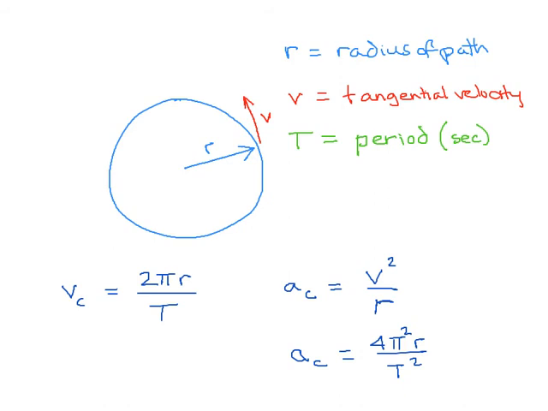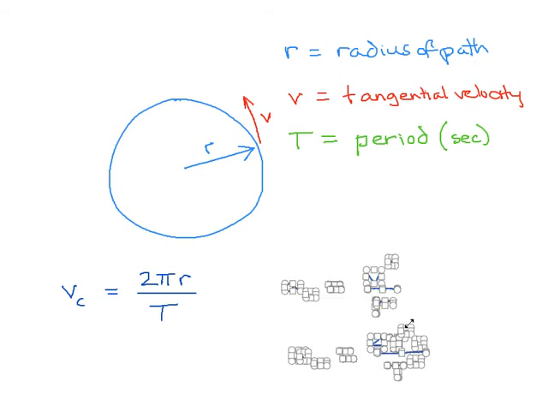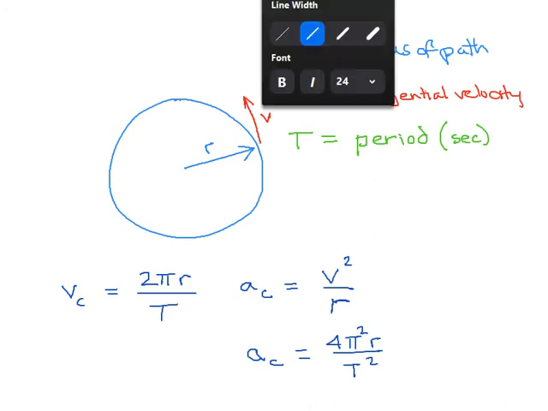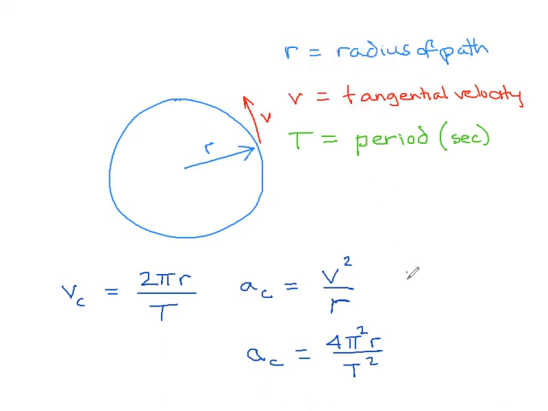And let me scoot these over and make a little more room. Sometimes when you're going around a circle, instead of acceleration, you want to know how much force is pulling you in towards the middle. We call that a centripetal force. And they're actually fairly easy to find.